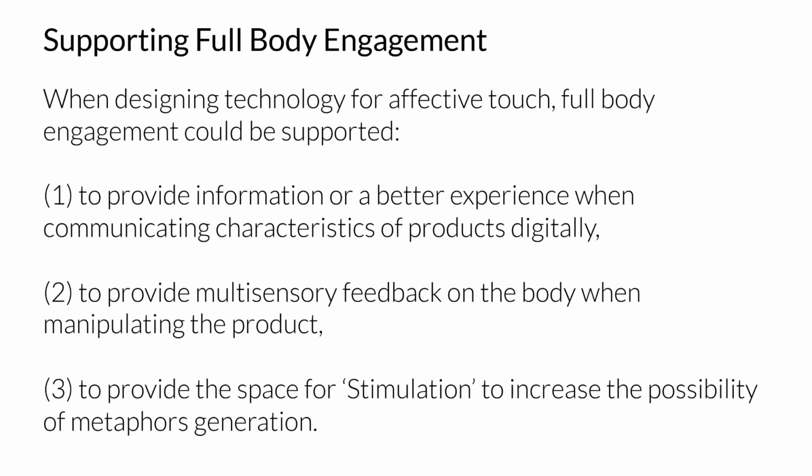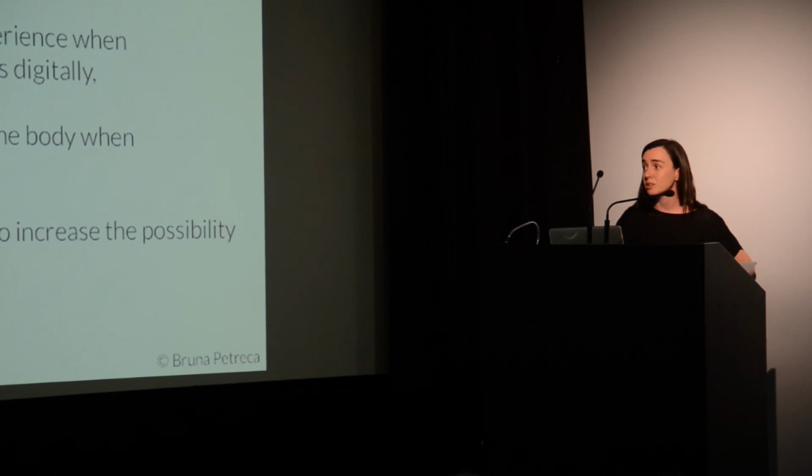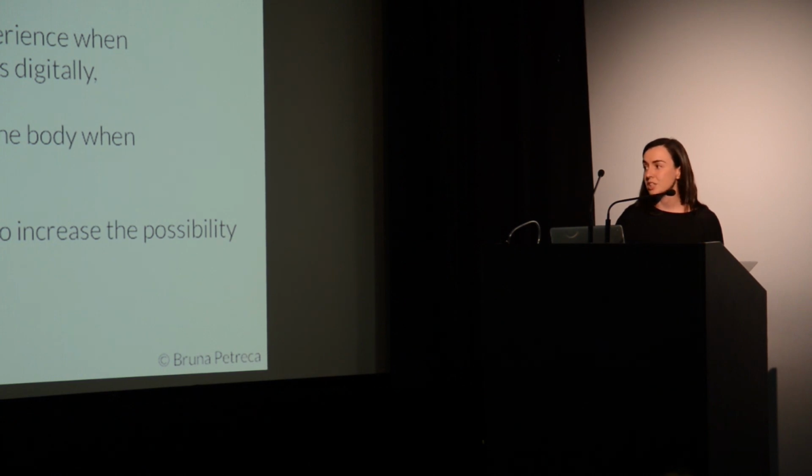So we're looking into this affective touch. We're not seeing the touch as something that is really discriminatory only anymore. So it's not only located in our hands, it's our full body. And how do we support this full body engagement? So we're looking into technology that could provide further information for a better experience when communicating characteristics of products digitally. We're thinking that we could provide multisensory feedback on the body when manipulating a product, and provide the space for simulation to increase the possibility of metaphor generation and therefore push our design concepts further. And that's it.